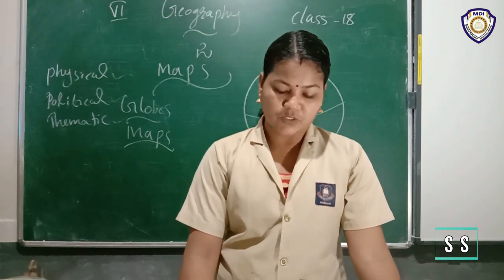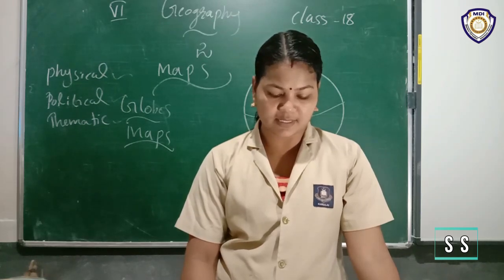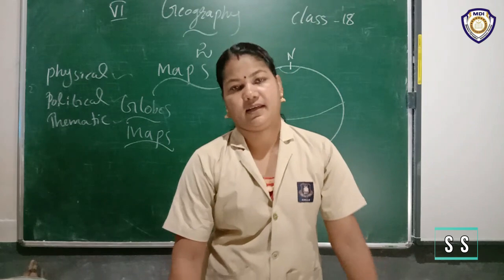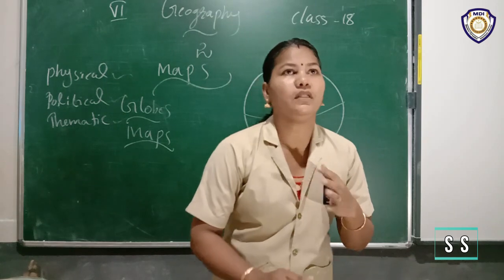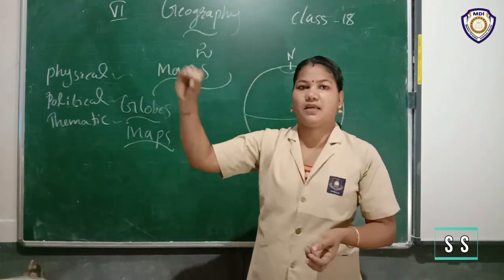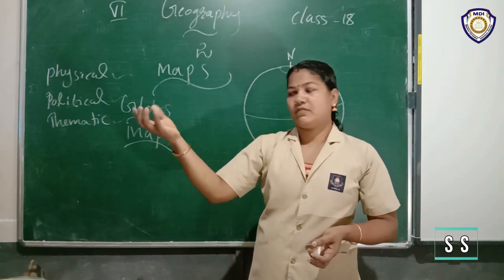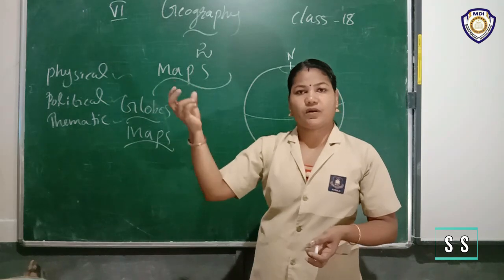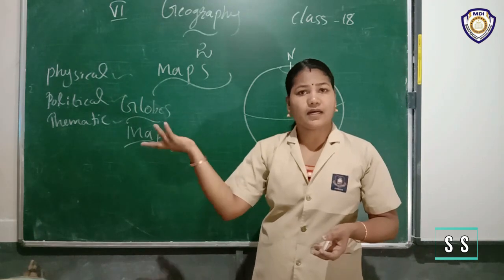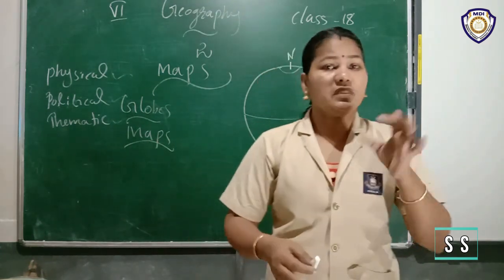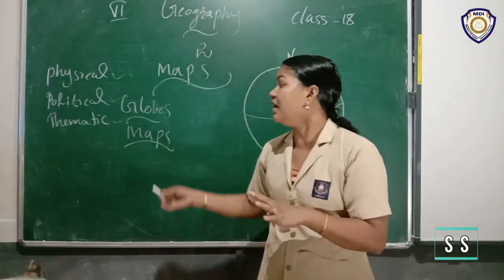Thematic maps can also show the type of soils, forest areas, the distribution of minerals and industries, and so on in an area. When we hear the word thematic map, you think there are some themes included. Which type of soil? We know that there are different types of soil: alluvial soil, black soil, red and yellow soil, laterite soil, mountain soil, forest soil, arid soil. Which type of soil is located or concentrated in each region? That type is included in the thematic map.